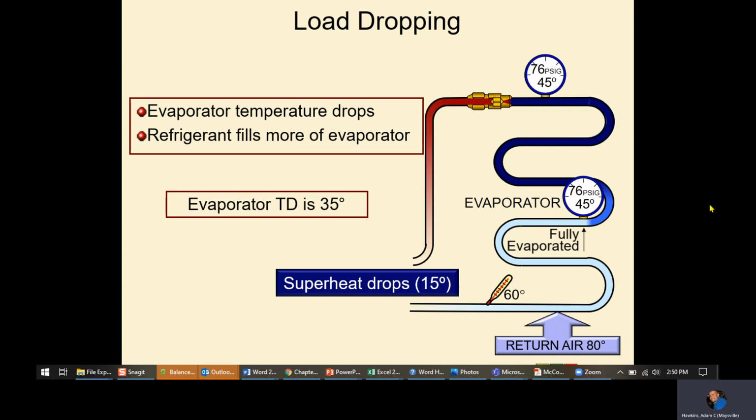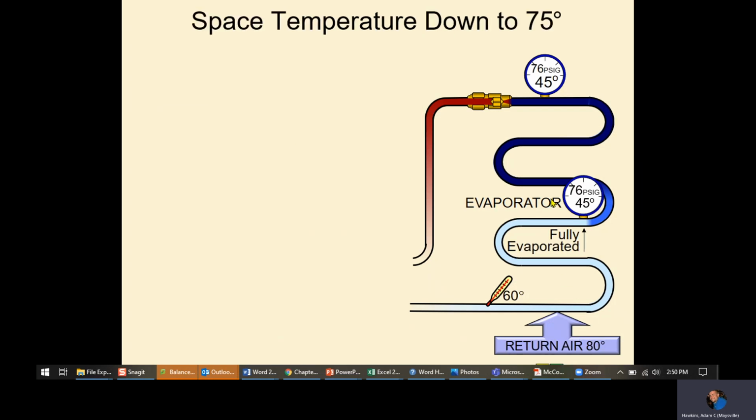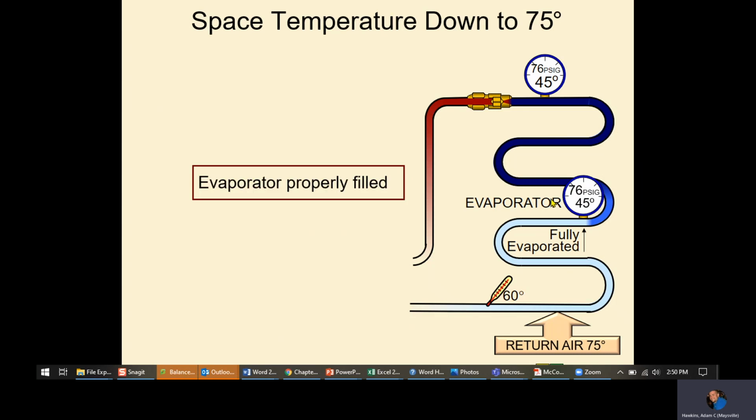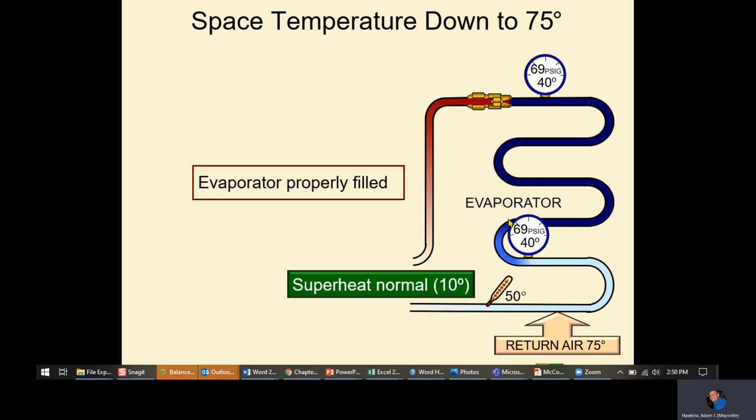So now your load's dropping. Now we're at 45 and 80. TD's pretty much remaining the same. Delta T's pretty much remaining the same. Superheat's straightening out. Now we're down to 40, so everything should come back to normal.